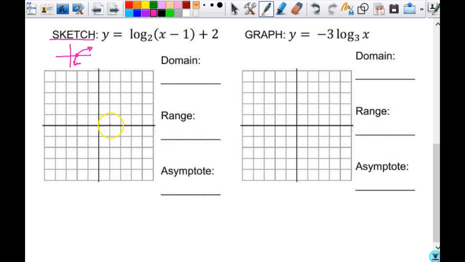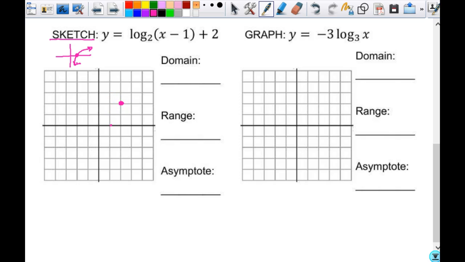So if my point is right here, that's where I would be for my parent function. Does this point get shifted left or right any? Yes, which way? To the right. How many? 1. And then what happens to it? Up 2. Okay, so there's my point.